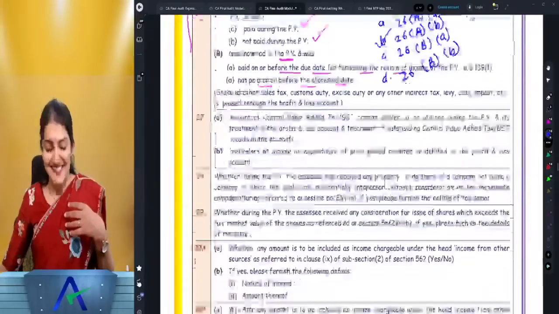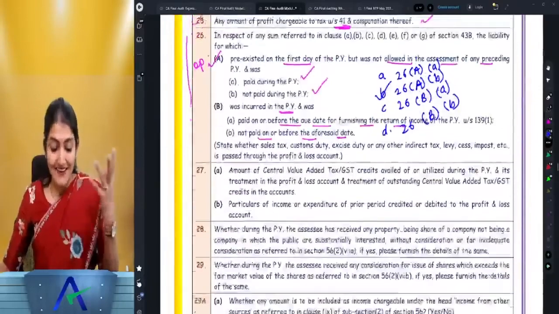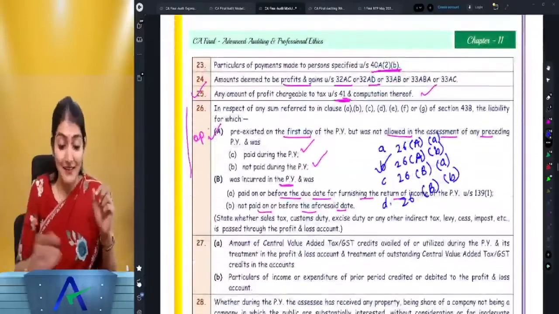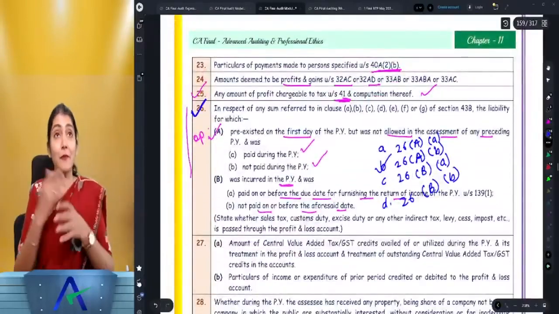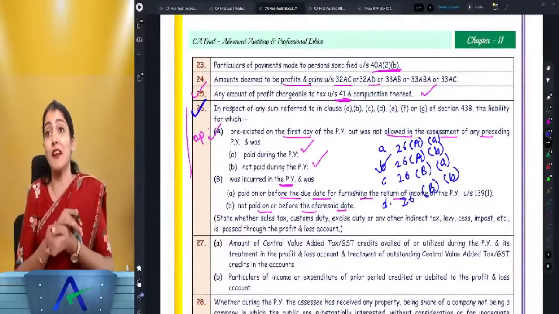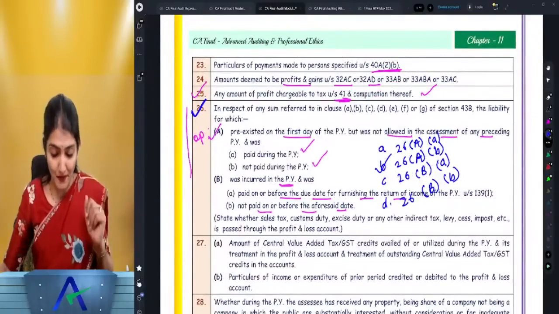So, yes. Now let's come further. Right. Yes. So then that's regarding the outstanding liabilities and 43B payments. Certain deductions are allowed only on the actual payment basis. Okay. Right.